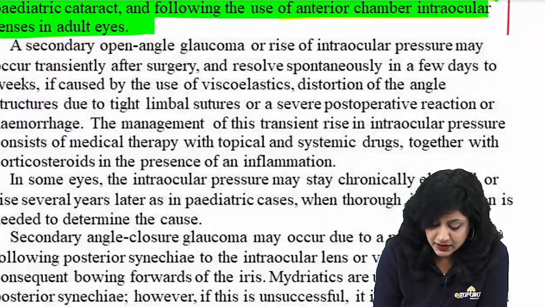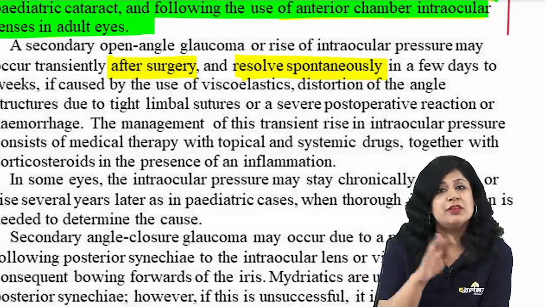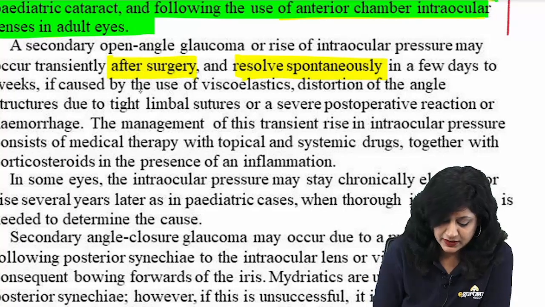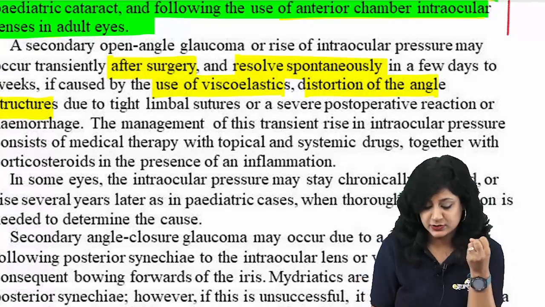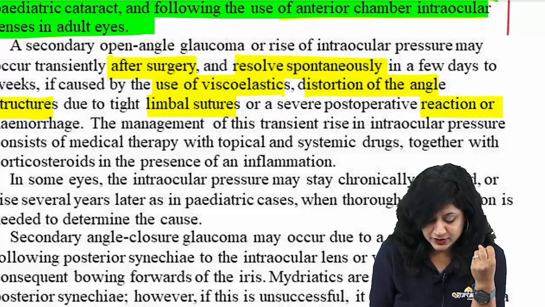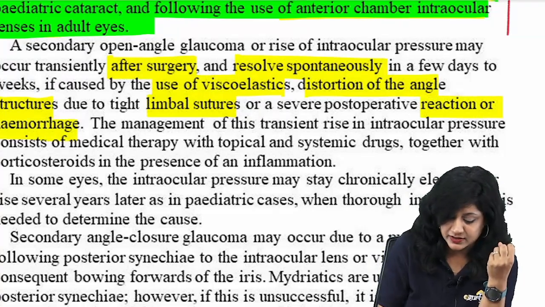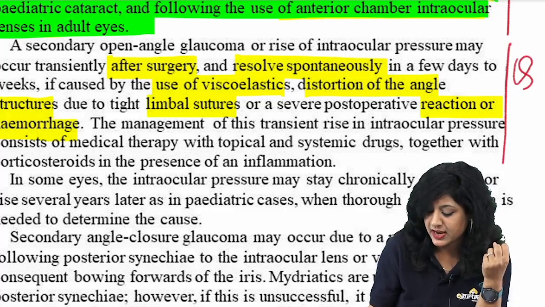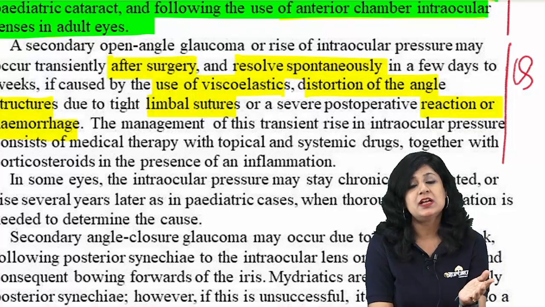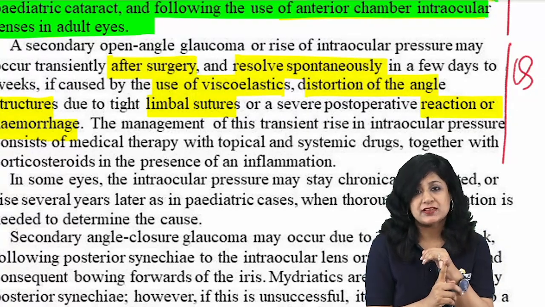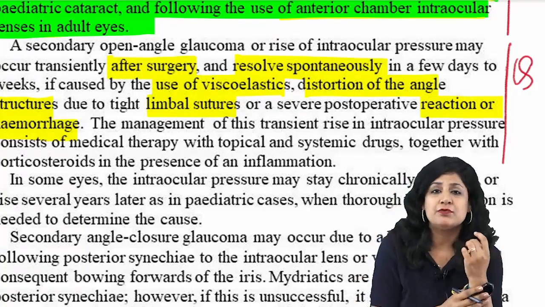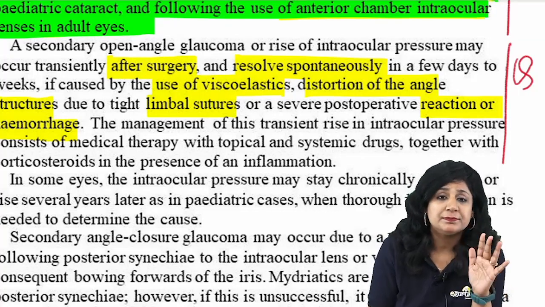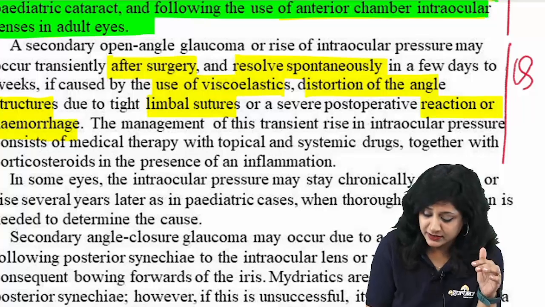Now, a secondary open angle glaucoma or the rise of intraocular pressure after the surgery usually resolves spontaneously within a few days to weeks if it was caused by the use of viscoelastics, the distortion of the angle structures, tight limbal sutures we have given, or it can be a reaction or a hemorrhage. So, these are again important things. These are the common causes that can lead to the rise in intraocular pressure after the surgery. It can be due to the use of viscoelastics, tight sutures, post-operative reaction, distortion of the angle. But if it is only due to these causes, then most of the times it will get better by itself within days or weeks.